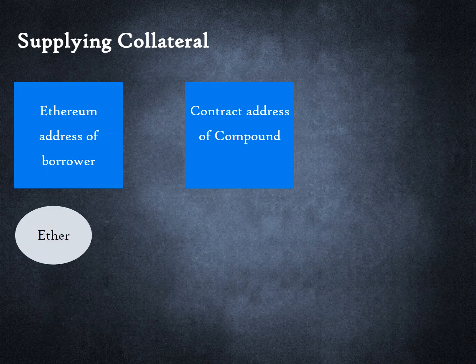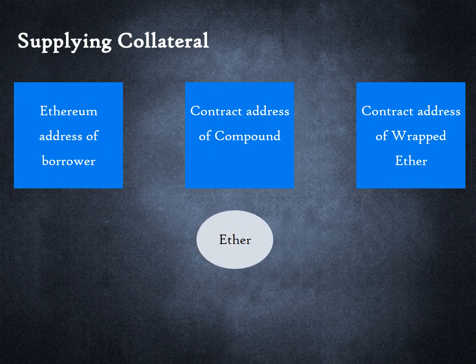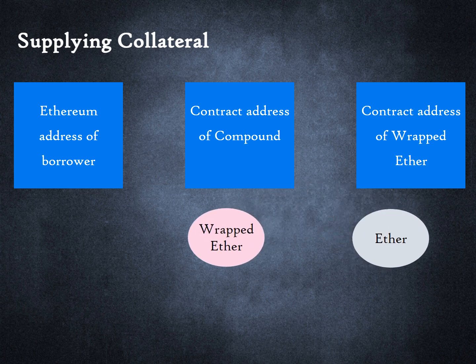Ether was transferred from the collateral supplier to Compound. Compound took the Ether and exchanged it with an equivalent Wrapped Ether token. Hence, instead of keeping the collateral as Ether, Compound transformed it to another token whose price will be identical to the Ether token but conforms to ERC20 standards.